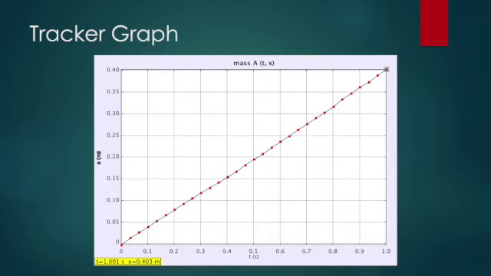And this is a picture of my graph generated using Tracker of the object's position through time. We can see it's a linearly increasing graph with constant velocity. The velocity will be the slope of the graph.